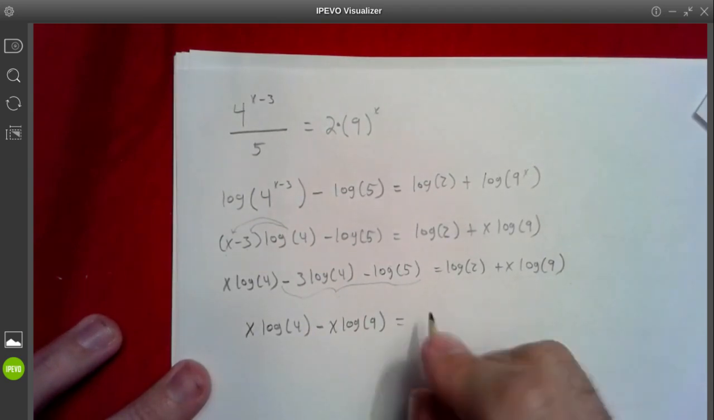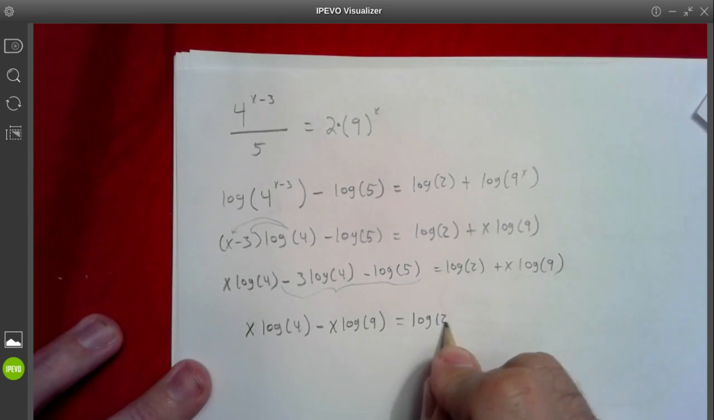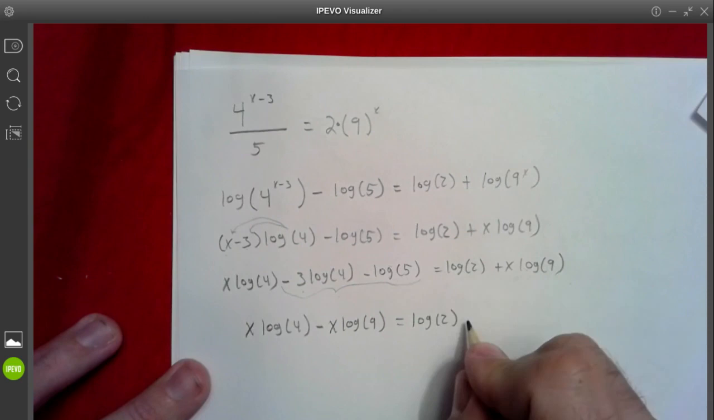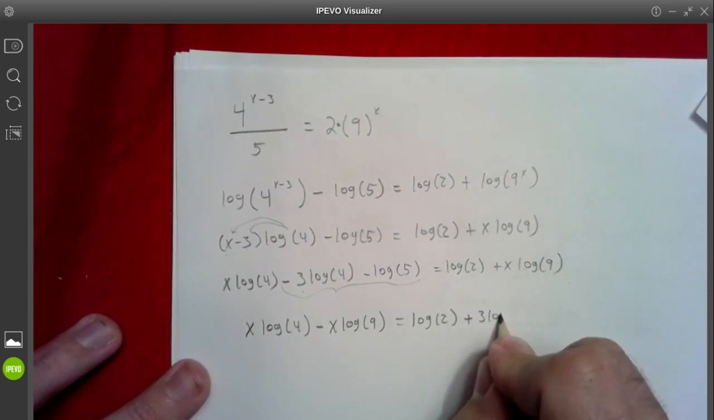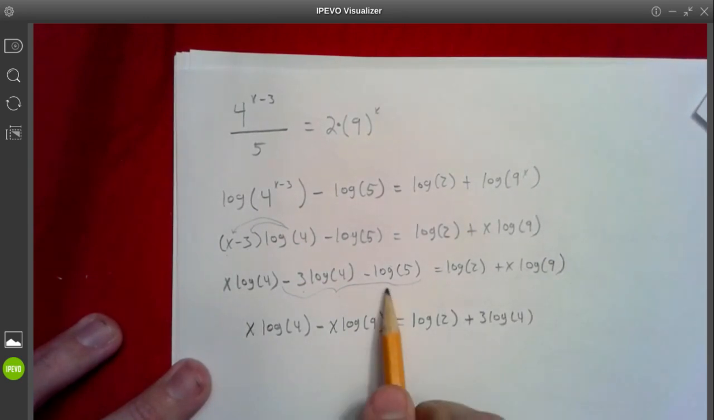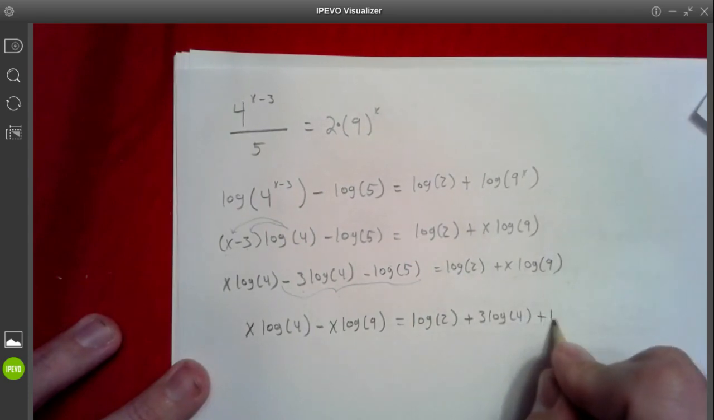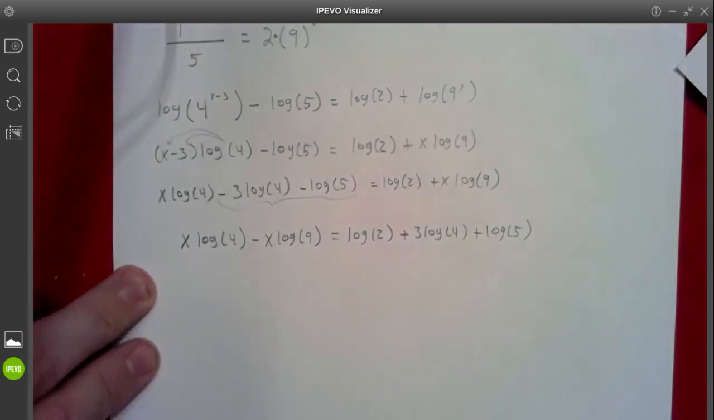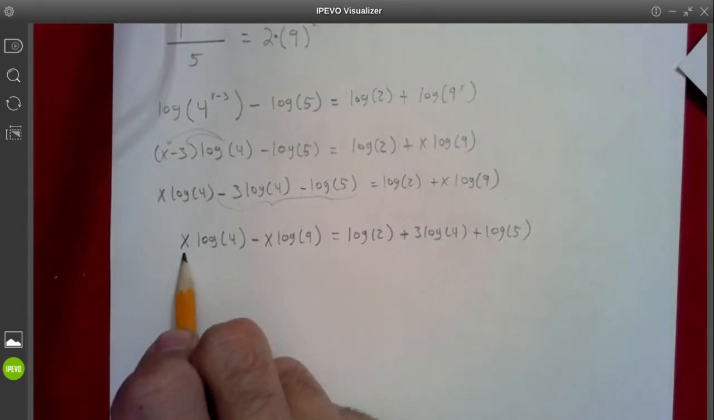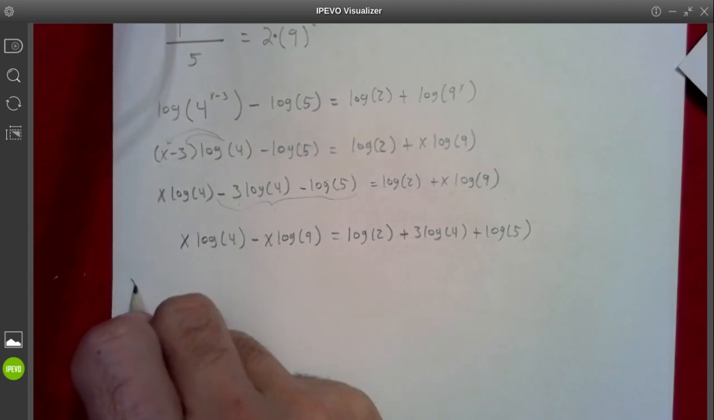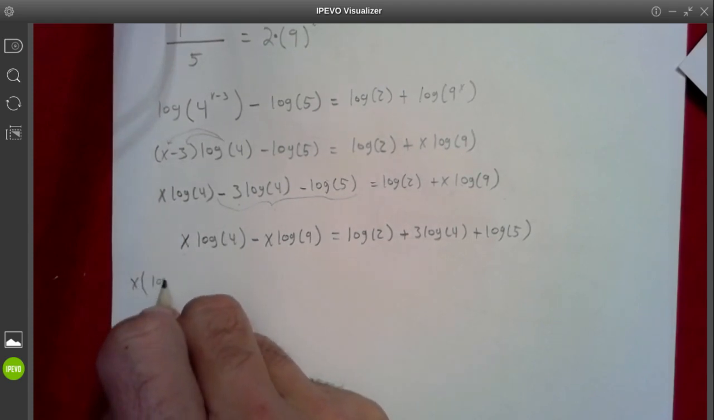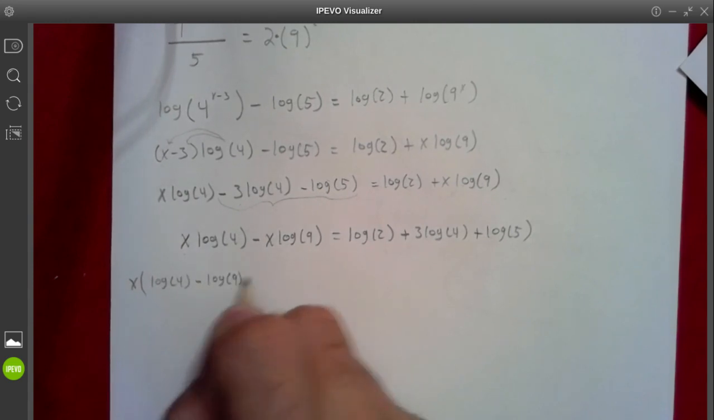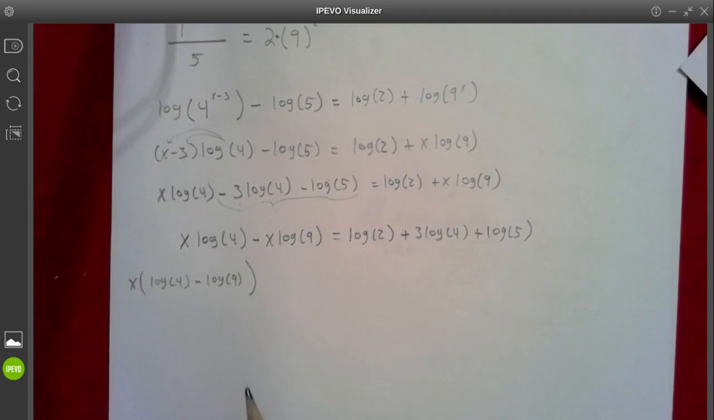Okay, and I already have a log 2 here on the right-hand side. But I'm going to move these over as well. So plus 3 log 4 to move it over, and plus log 5 to move that over. There we go. All right, we would factor out the x to get x times log 4 minus log 9, just to save me a little bit of time for writing.